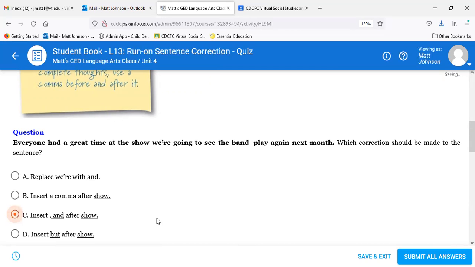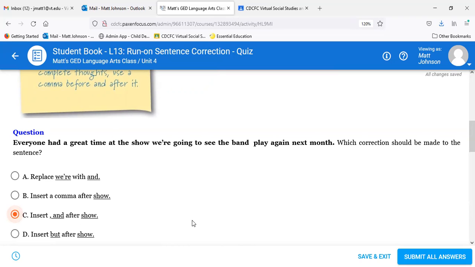So when you see it, right, you can tell something doesn't feel right about the sentence. Everyone had a great time at the show. We're going to see the band play again next month. Right there, everyone had a great time at the show. It's a complete thought, a complete sentence. Next, we're going to see the band play again next month. Another complete thought. Complete sentence. We don't have any punctuation in between them. We're not connecting them with anything. We've just smashed them together.